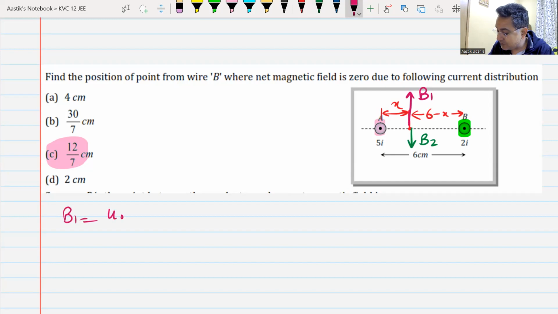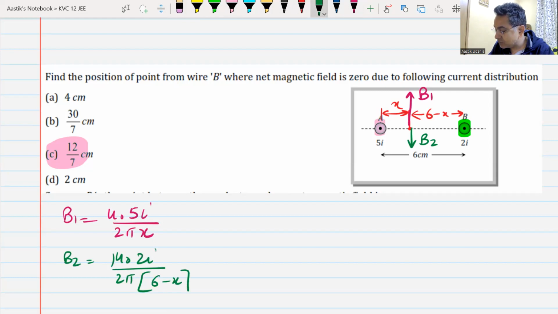What is the value of magnetic field B1? Magnetic field B1 will be mu naught into 5I divided by 2 pi x. The value of magnetic field B2 will be mu naught into 2I by 2 pi into (6 minus x). You just equate and you will get the value of x as 12 by 7 centimeter or meter or whatever. Do we understand this? Yes or no?